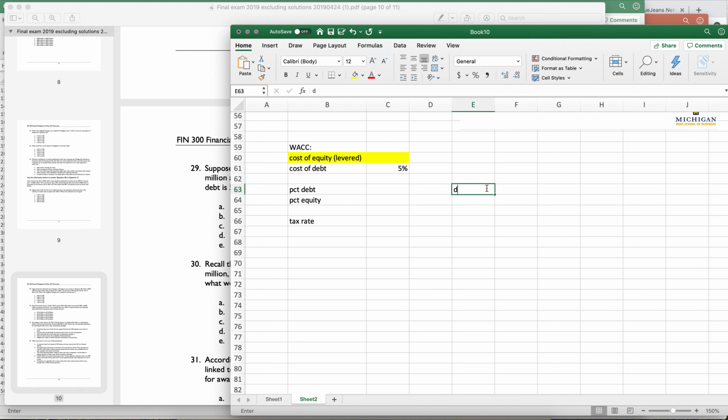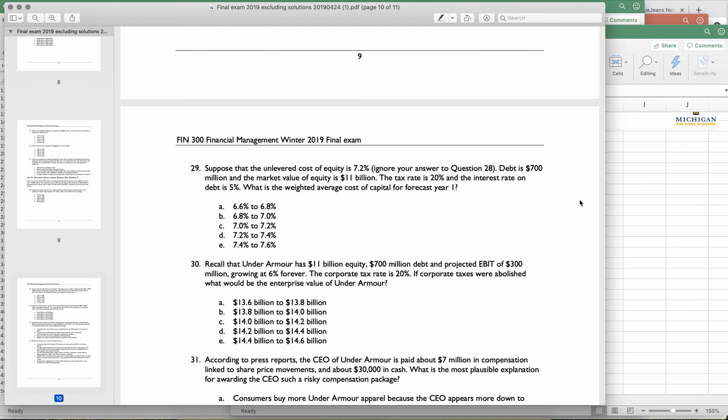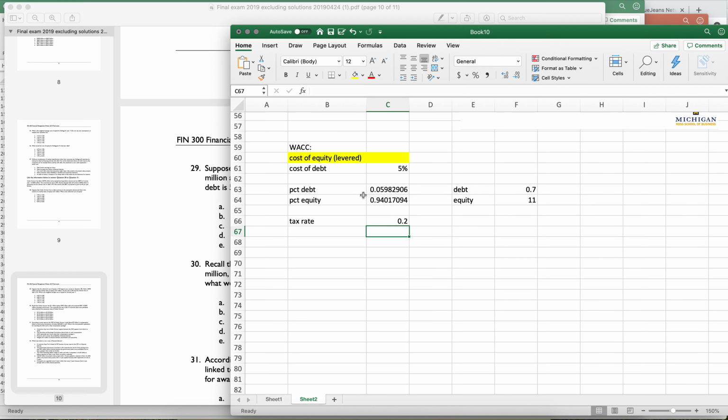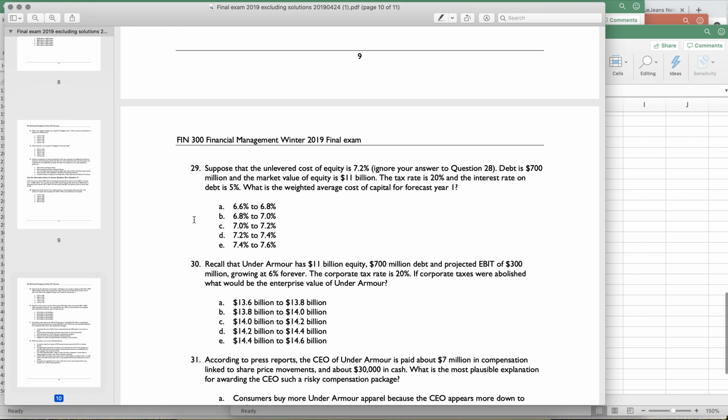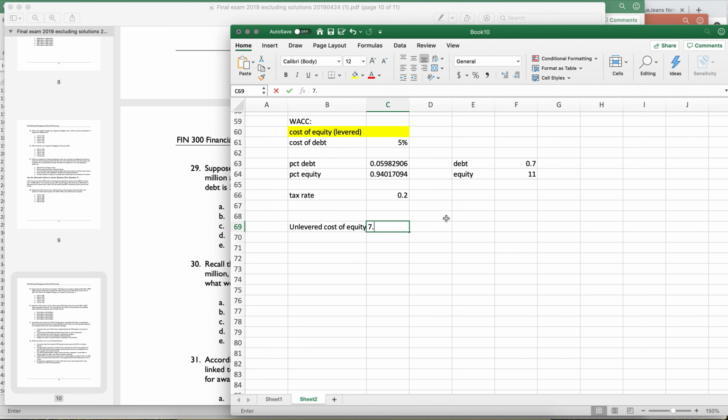Okay, so our debt is 0.7 in billions. Our equity is 11. So that means percent debt is going to be debt divided by debt plus equity. And percent equity is just going to be 1 minus that. Our tax rate is 20%. And so the last thing that we need to do is calculate levered cost of equity. We have unlevered cost of equity. That is given in the problem at 7.2%.